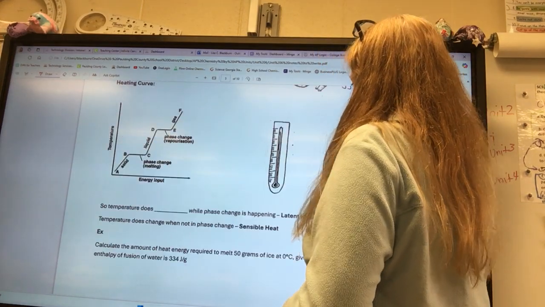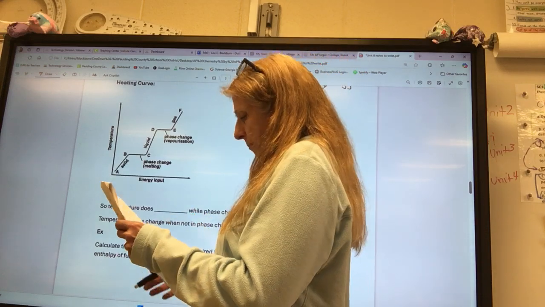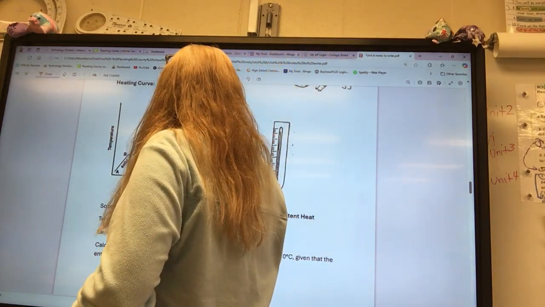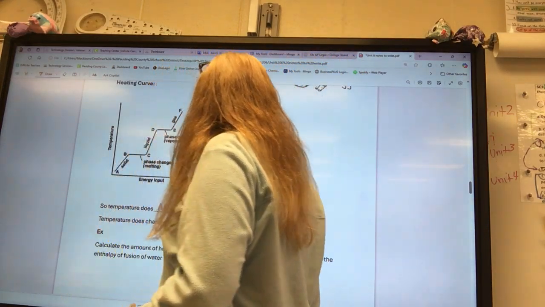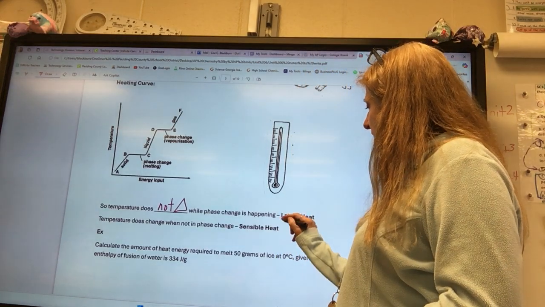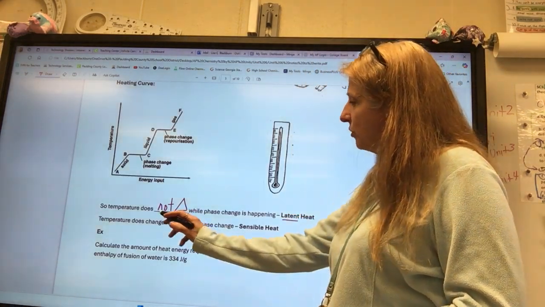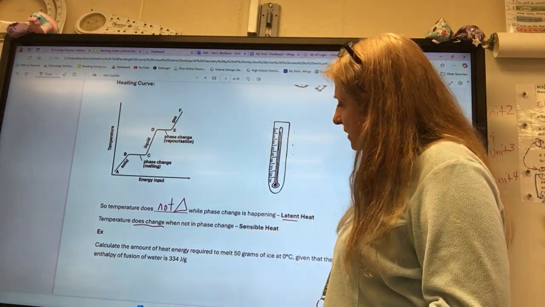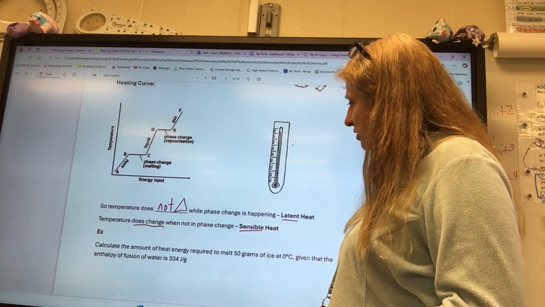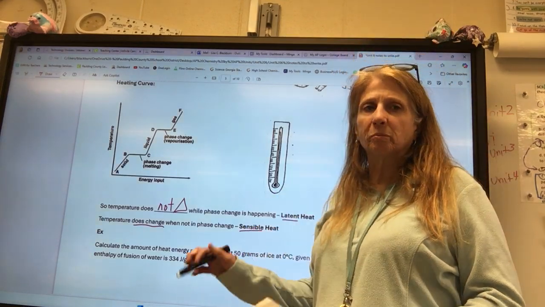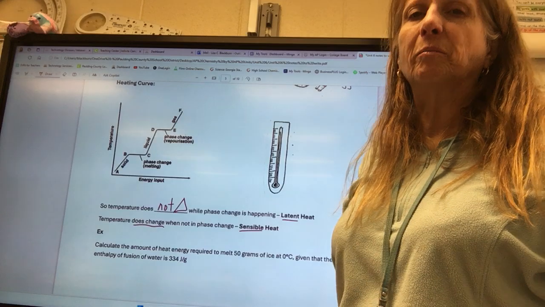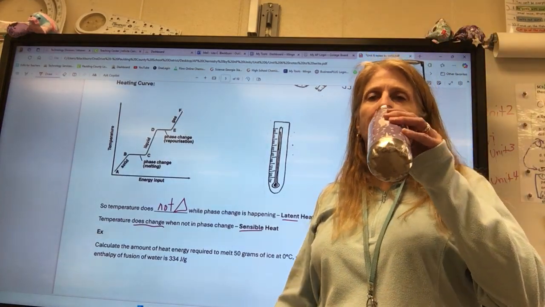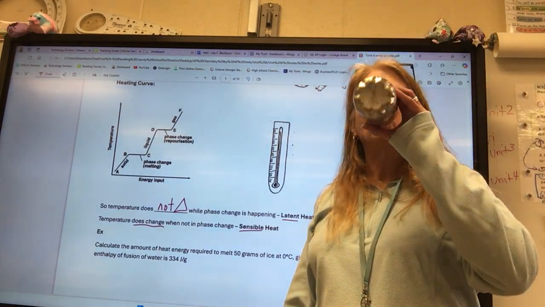Temperature does not change while a phase change is happening. That is called latent heat, and temperature does change when it's not in a phase change. That's called sensible heat. But I think those terms, latent and sensible, are more common in physics than chemistry, so you might not need to know those words.